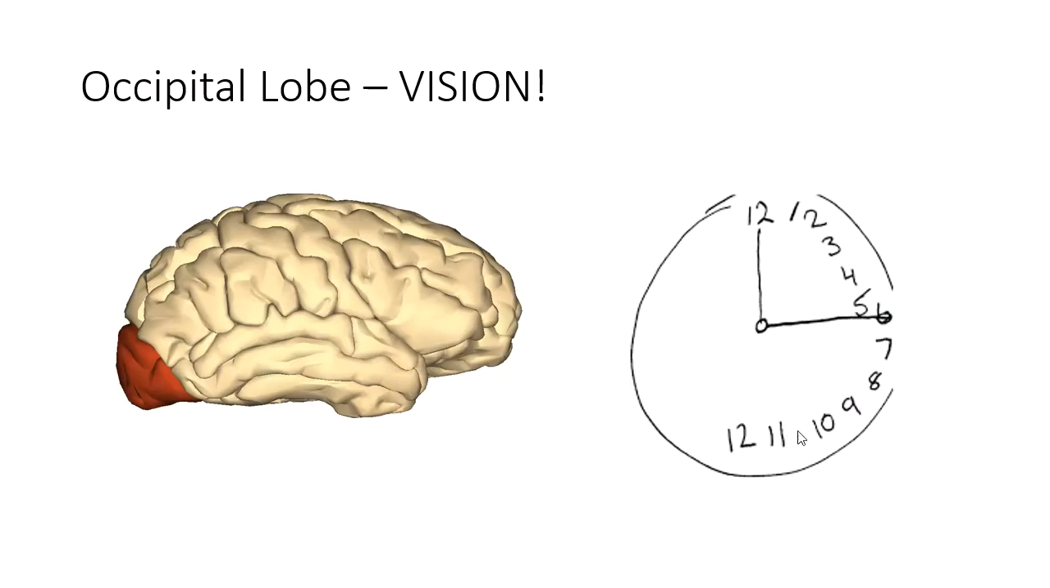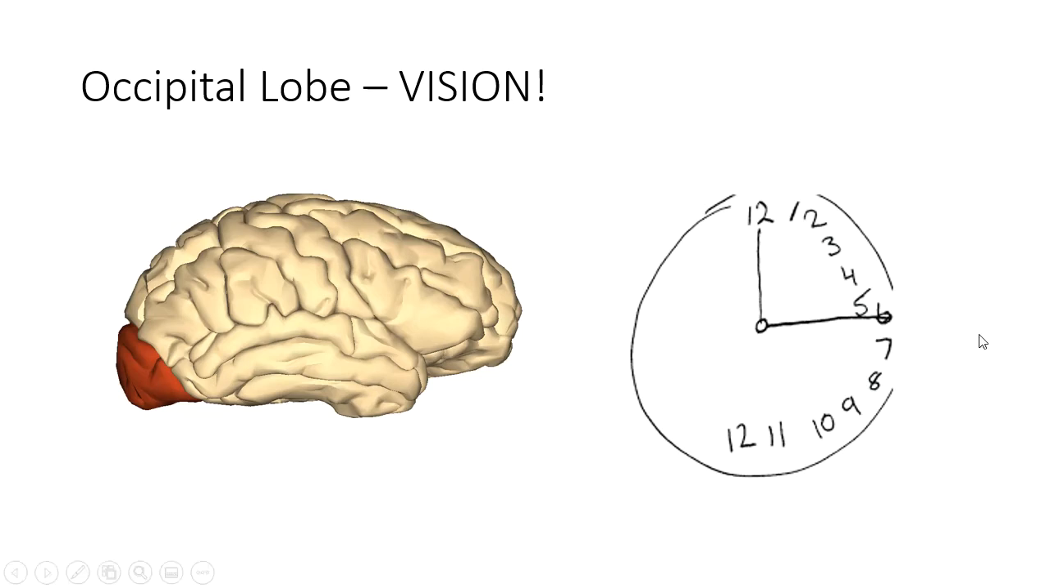Let me show you another interesting test that neuropsychologists give, which is the clock. This is a stereotypical version of a clock drawn by someone who has a visual processing impairment. See, they drew the clock, but it's all on one side. They completely missed the other side of the clock. All right, so that is the occipital lobe.